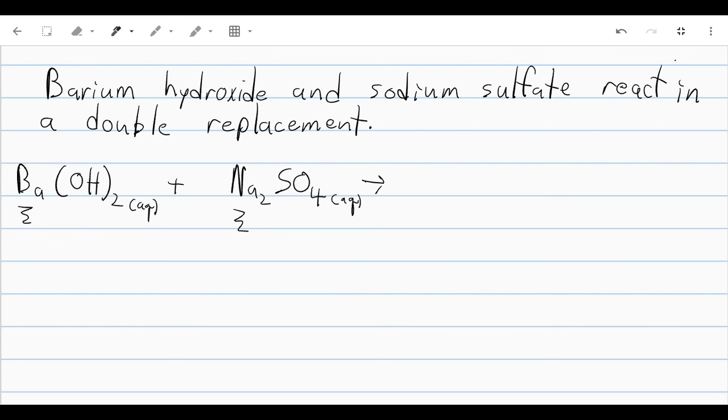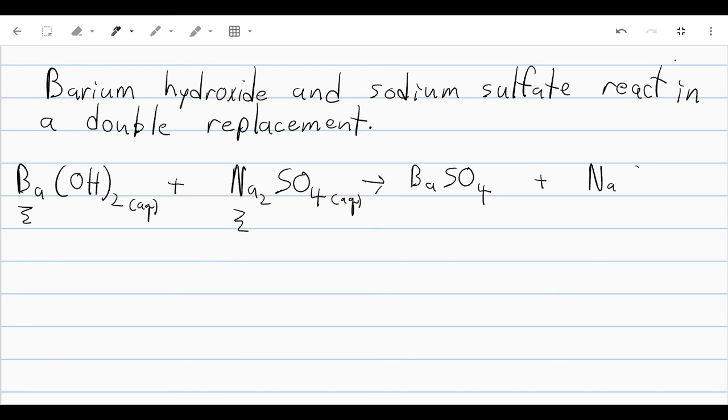You always have to flip ions of the same type of charge, positives with positives and negatives with negatives. You can't stick the barium and the sodium together. You have to exchange them because they both have the same type of charge. So if I started with barium hydroxide, I'm going to end with barium sulfate, BaSO4, and I'm also going to end with sodium hydroxide.